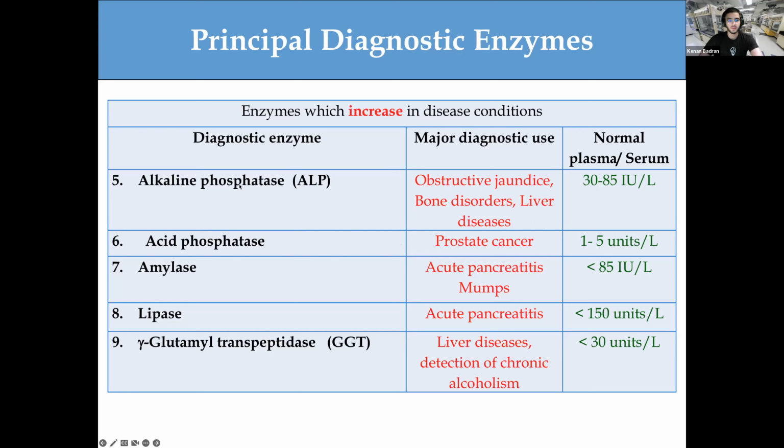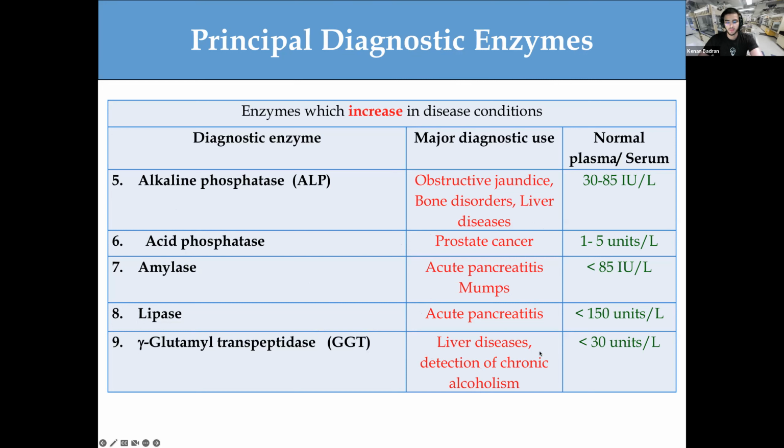Now we have ALP, we said this, and acid phosphatase. Now amylase and lipase are both released by the pancreas. So that's why they can both be seen in acute pancreatitis, and amylase can also show mumps. And then you have GGT, which can be shown for liver disease or chronic alcoholism.